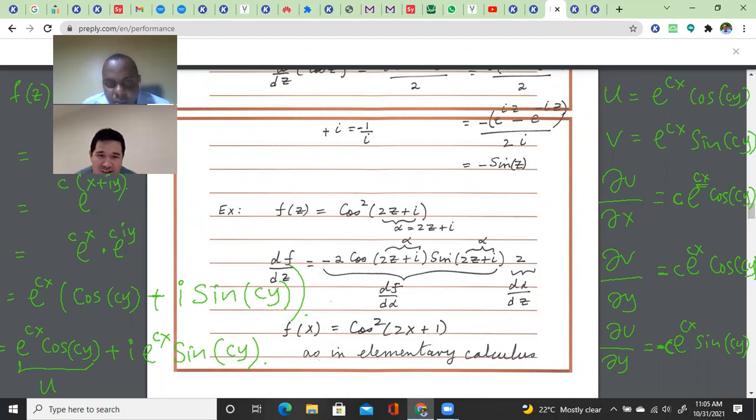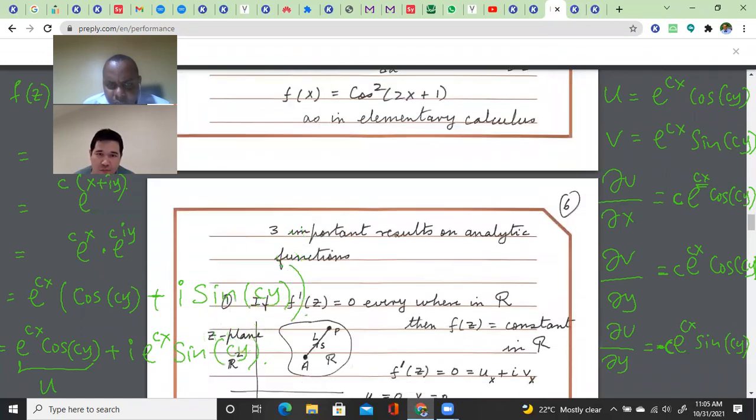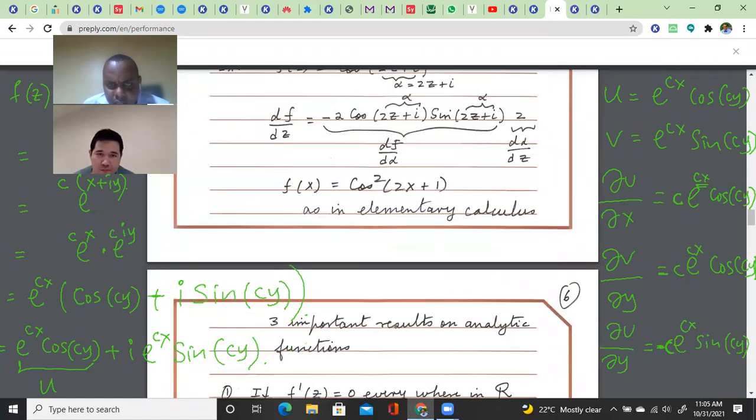So this is another example, checking whether this function is going to be analytic. So this is what he did. Okay, df/dz, he got that. All right. Three important results in analytic functions.